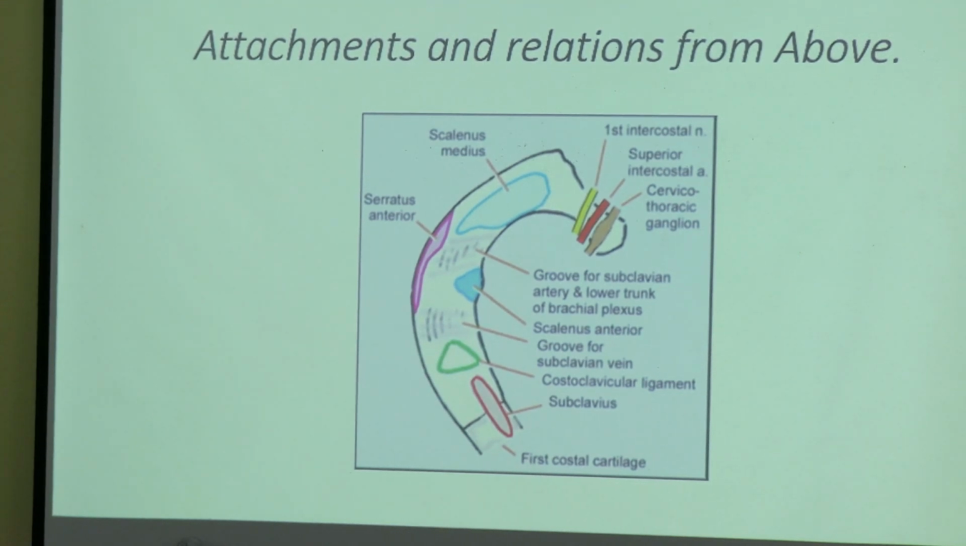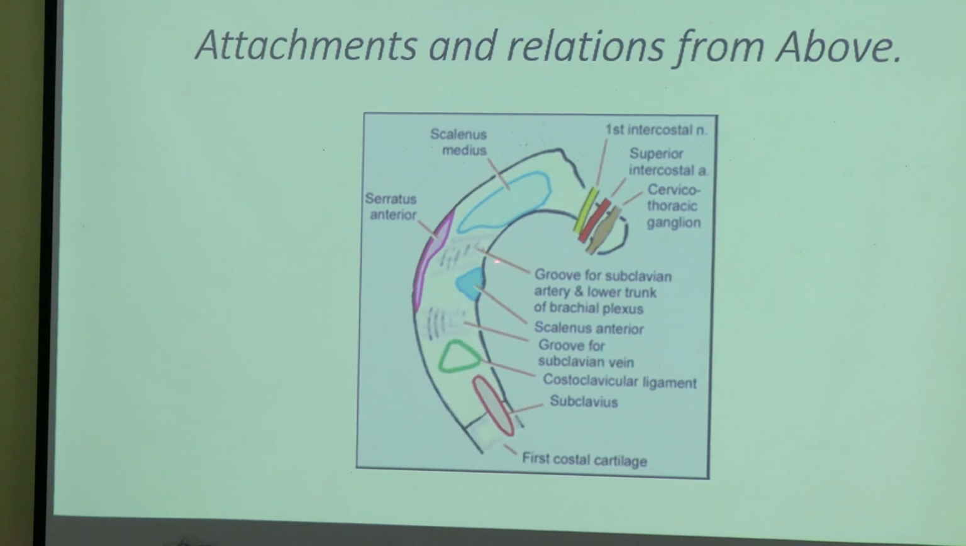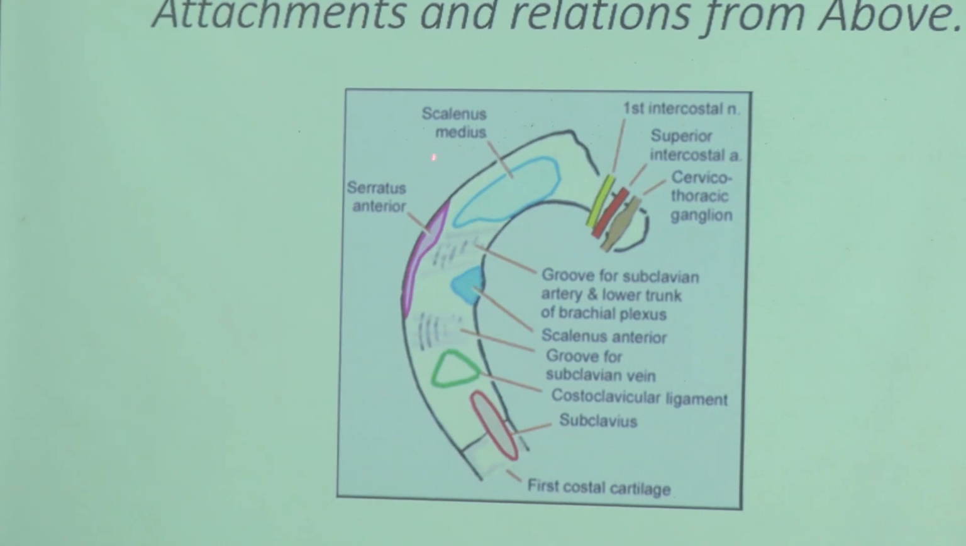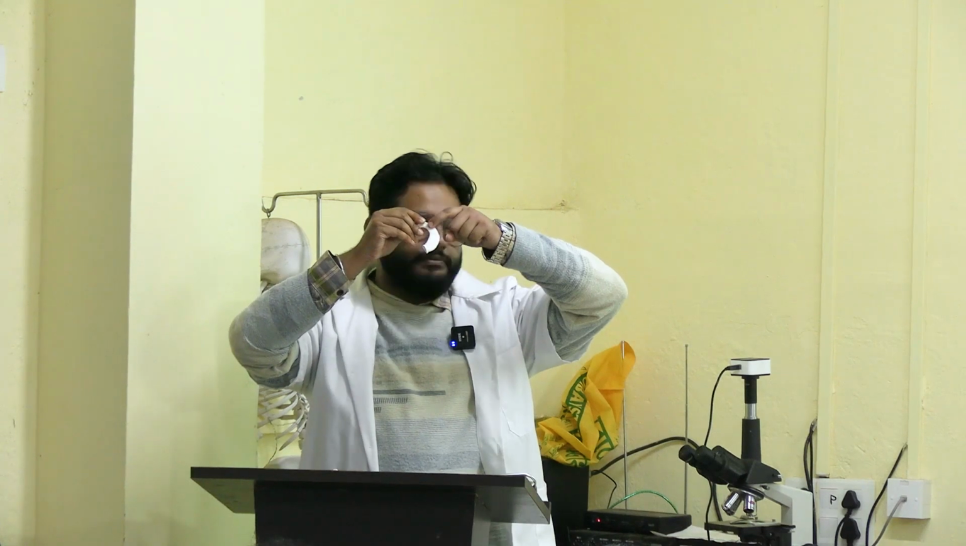Scalenus medius. This is what is written here. The scalenus medius is inserted into a large rough area on the superior surface, behind the groove for the subclavian artery. Just behind the groove for the subclavian artery, there is the insertion of scalenus medius. So if this is the groove for the subclavian artery, scalenus medius is attached here only. Just here. This is the location of attachment of scalenus medius.